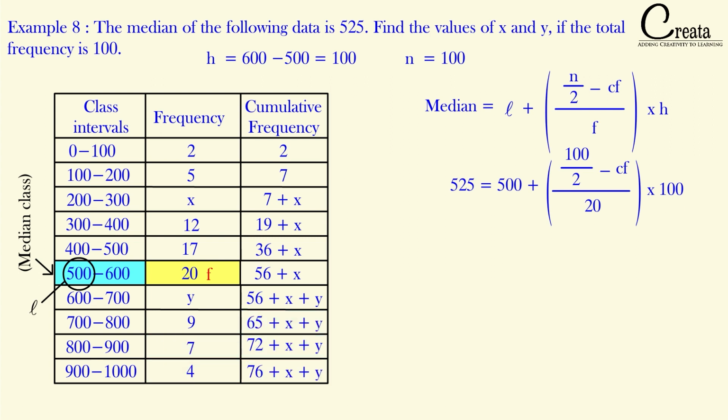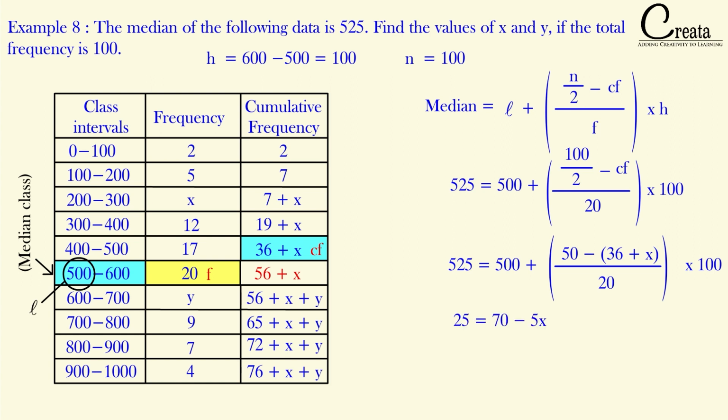Got it? So what is cf? This will be the cf, the cumulative frequency of the class preceding the median class. This is the median class cumulative frequency. The cumulative frequency just before this frequency is 36 plus x. Got it? Almost we got all the values. Let's put it into the formula. Here only the missing term is x. Let's simply solve this equation. We got x as 9. Okay, we have simply solved this equation. We got the value of x as 9.